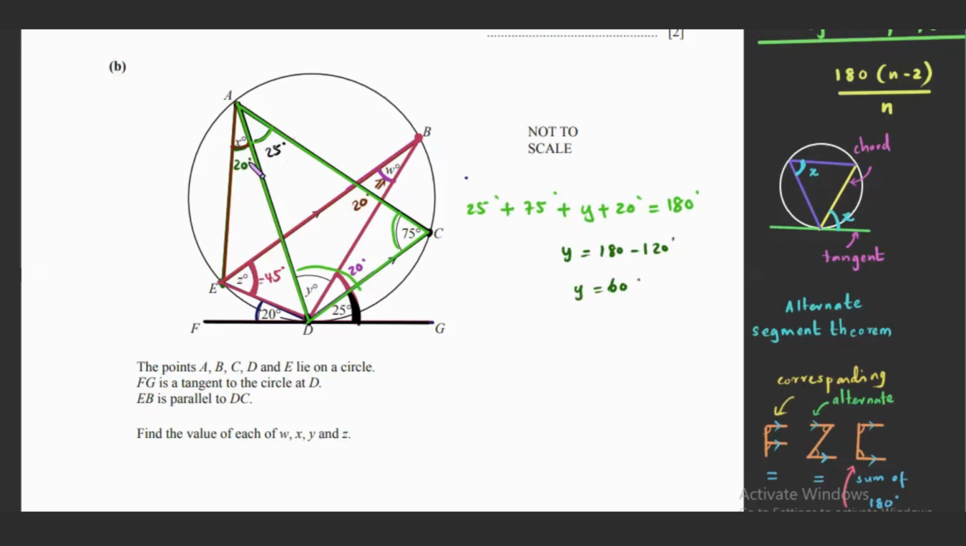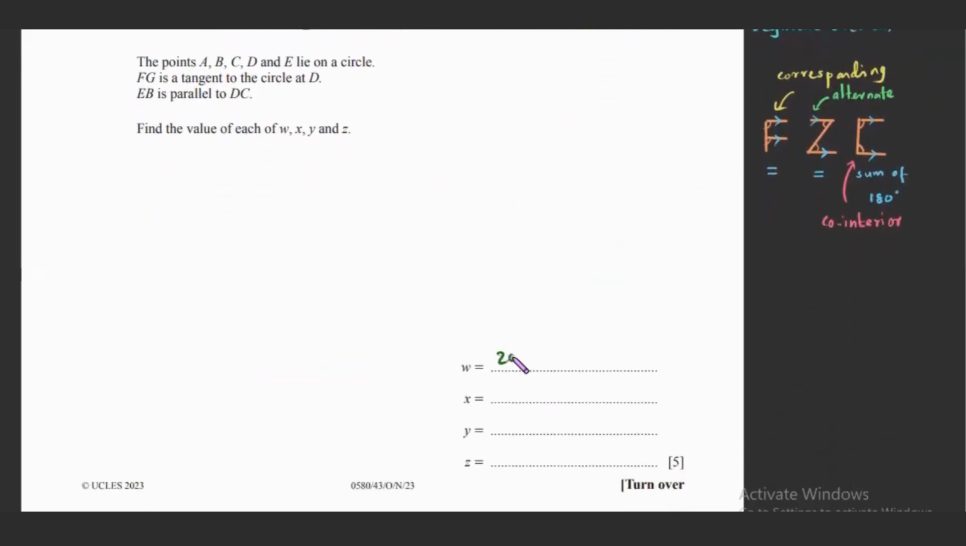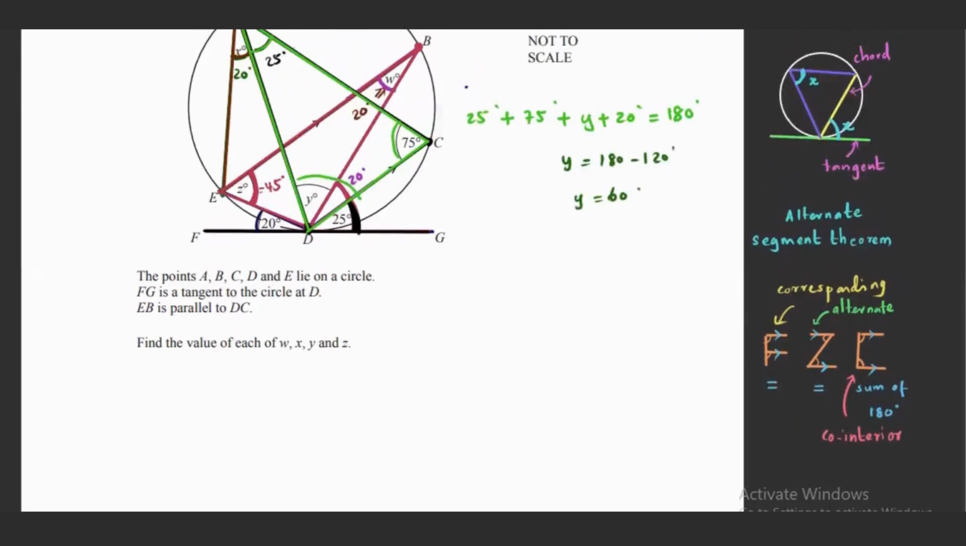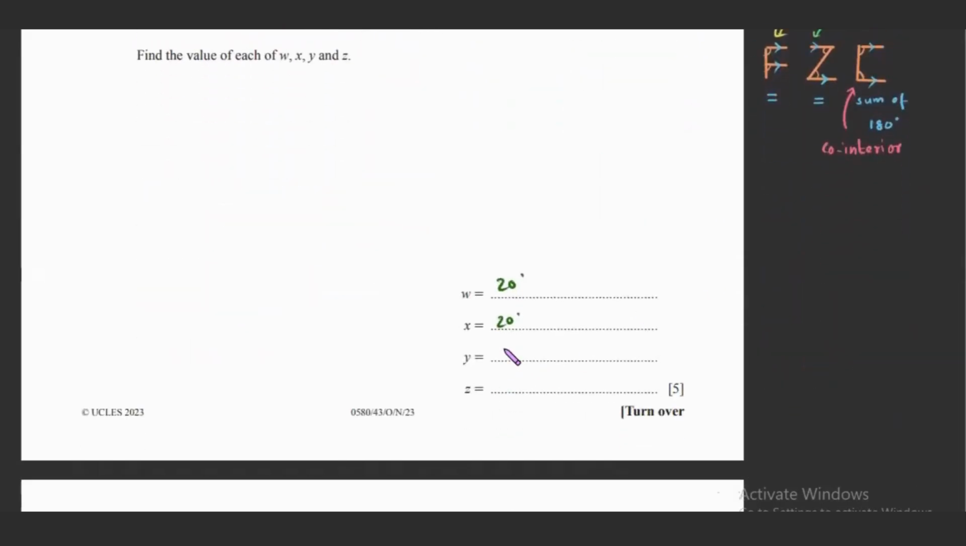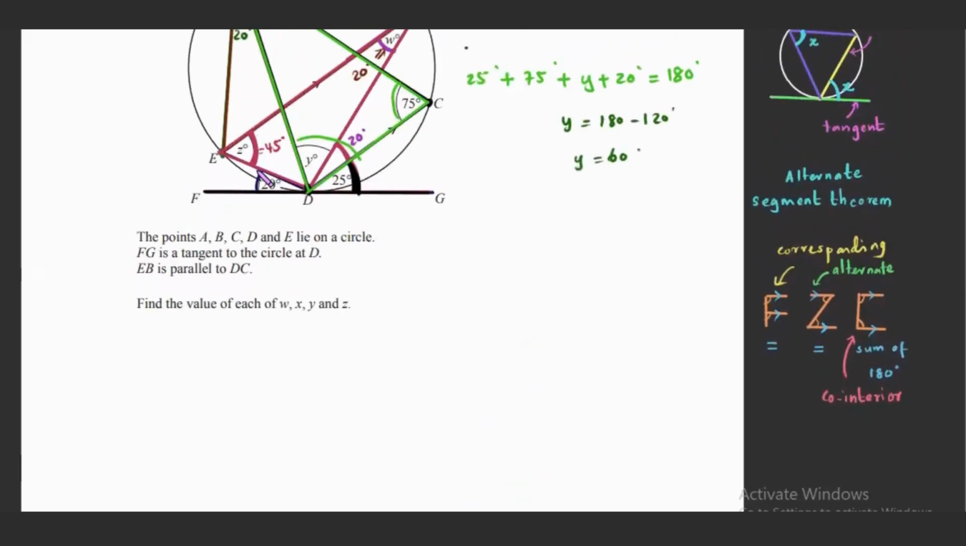Now we have found all 4 angles. So we know that W and X, they both are 20 degrees. So W is 20, then X is 20. The value of Y we found as 60. And then we found the value of Z as 45 degrees. That is this angle that we have here. With that, we are done with this question.